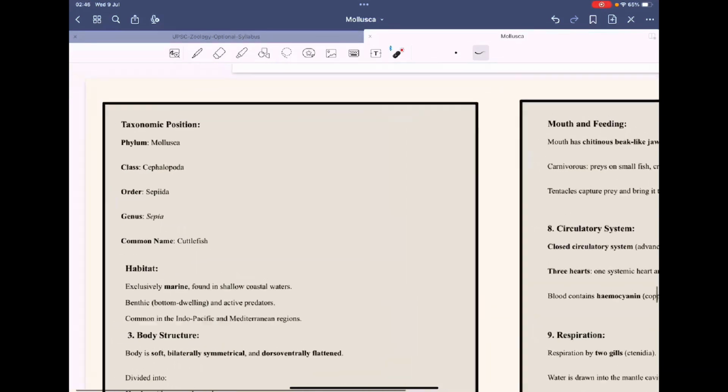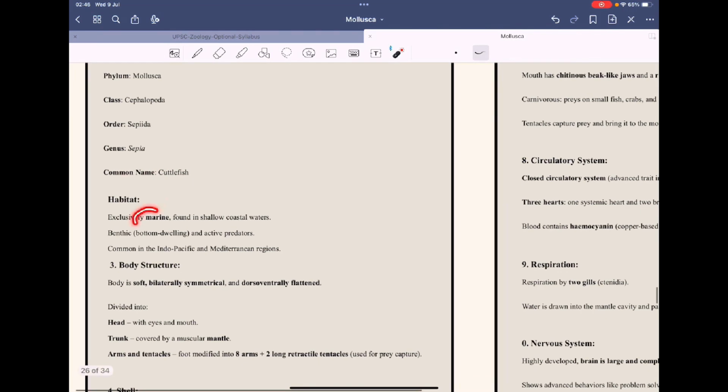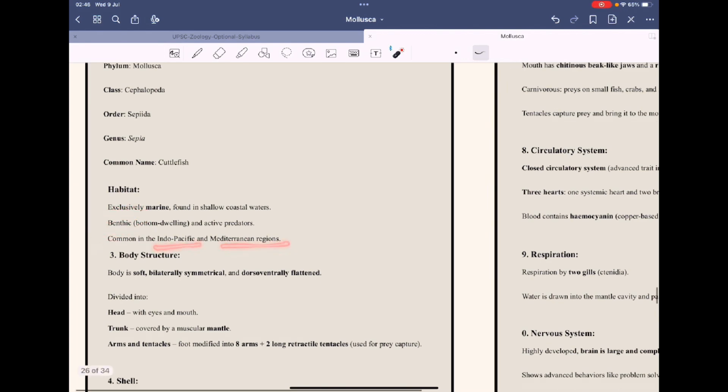So this sepia belongs to the phylum Mollusca, class Cephalopoda, order Sepiida, and genus Sepia. Common name is the cuttlefish. It's marine. It's found in the shallow coastal waters. These are benthic, and they're mostly found in the Indo-Pacific and Mediterranean region.